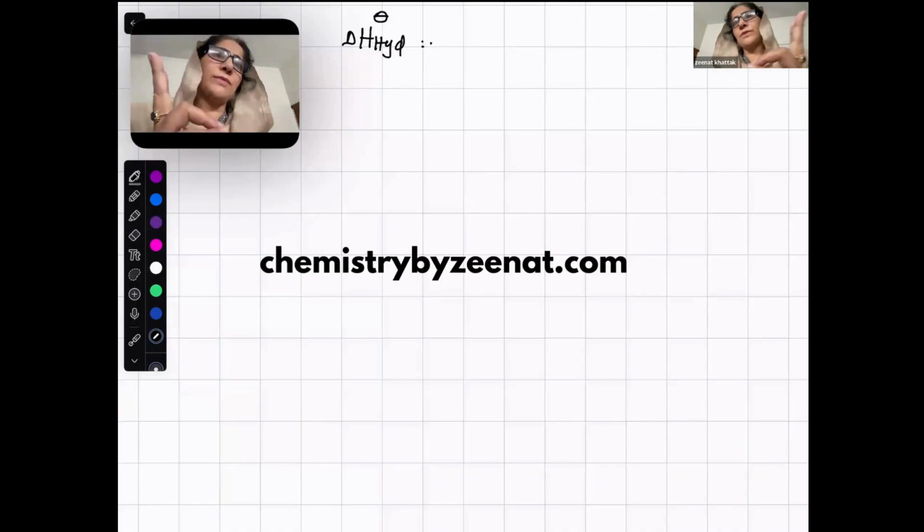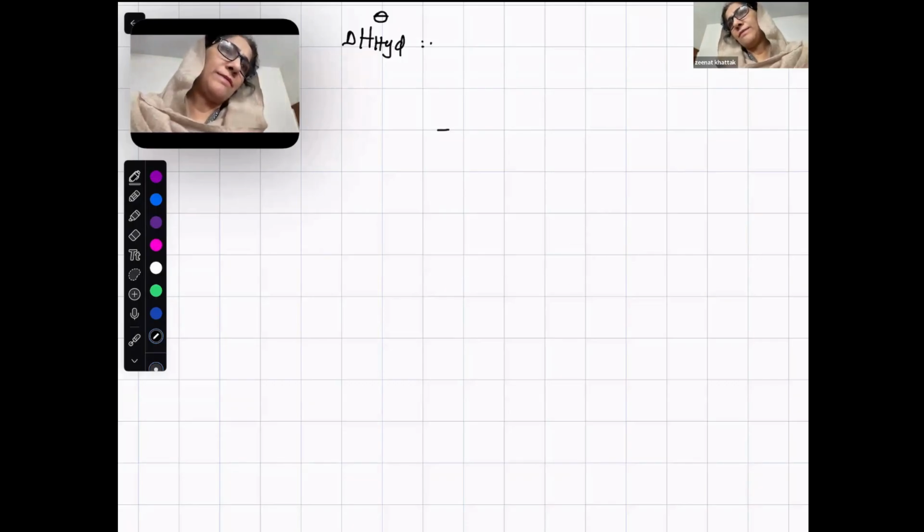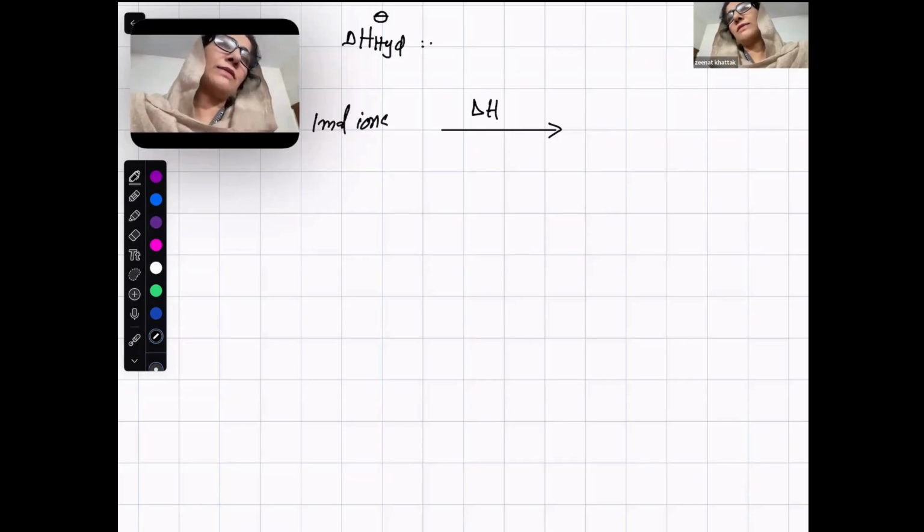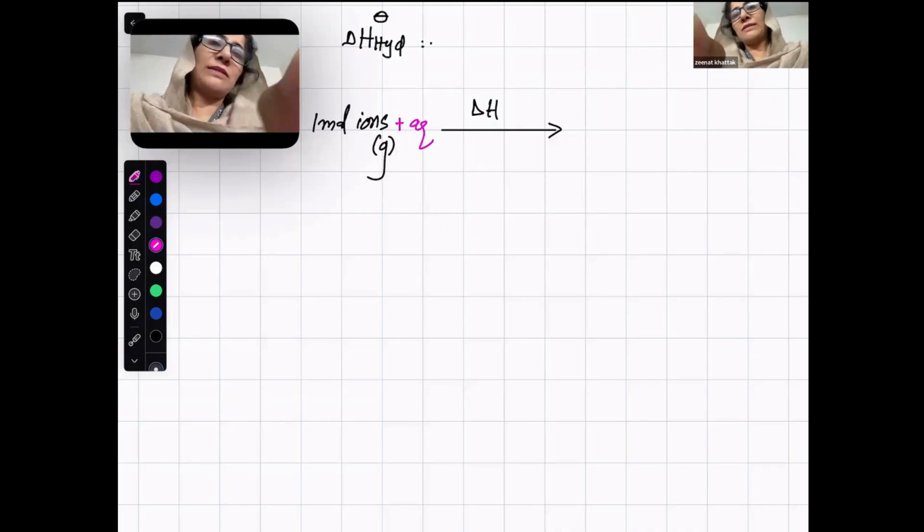Here, focus on the concept. Okay. Now, delta H hydration. Enthalpy change, listen. Enthalpy change measured under standard conditions when 1 mole of ions that are gases are dissolved in excess water. Excess water, infinite dilute solution.